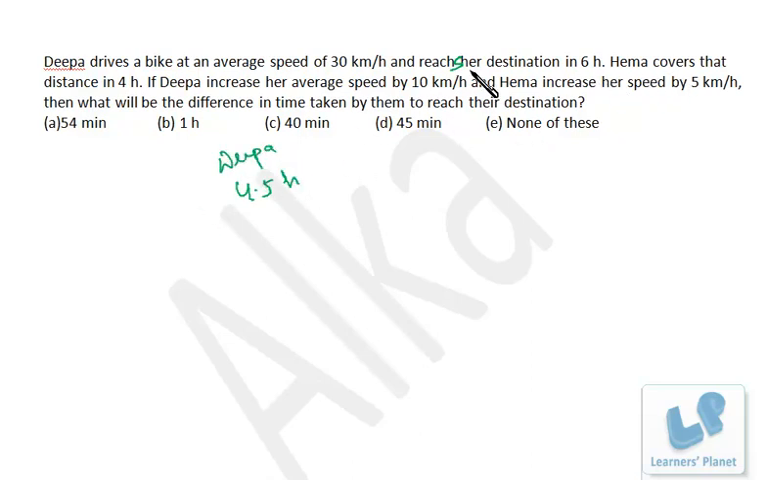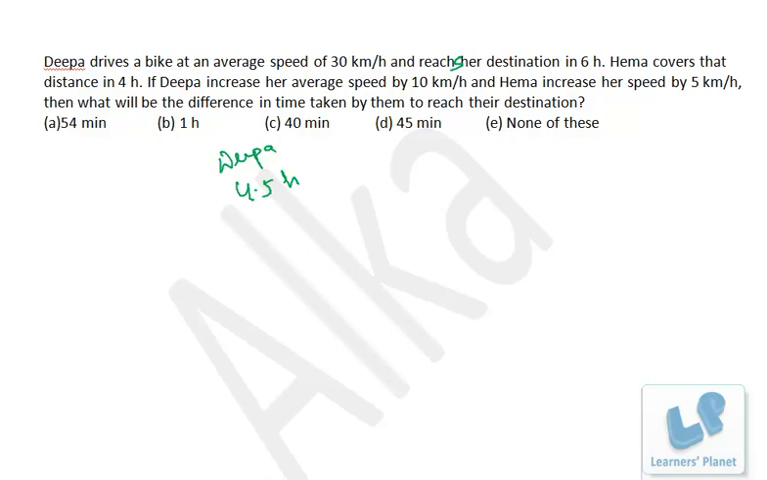Now Hema covers that distance in 4 hours. Deepa is covering that distance in 6 hours and Hema in 4 hours. So their timing ratio is what? 6/4, that is 3/2, right? If the timing ratio is 3/2, the speed ratio will be 2/3, right? That means the speed of Hema must be more, that is 3/2 of 30, that's 45 km per hour.